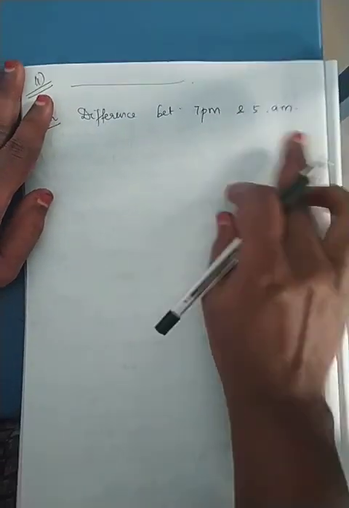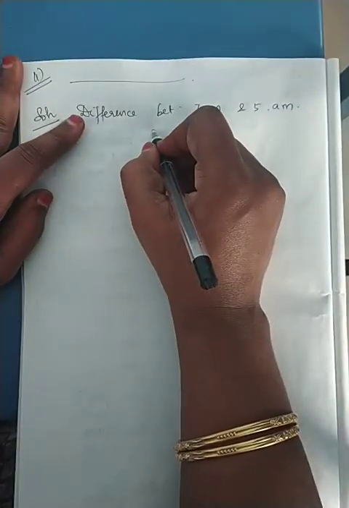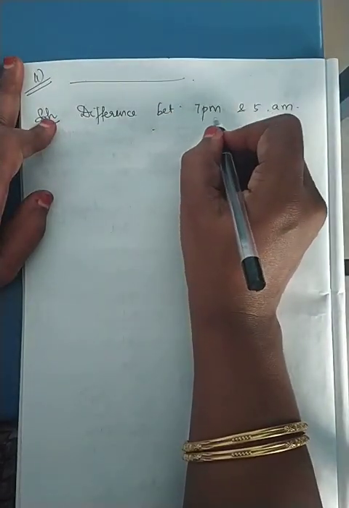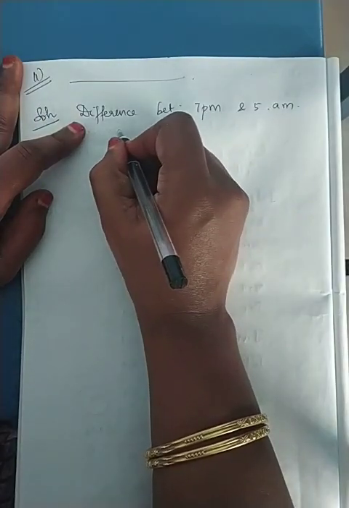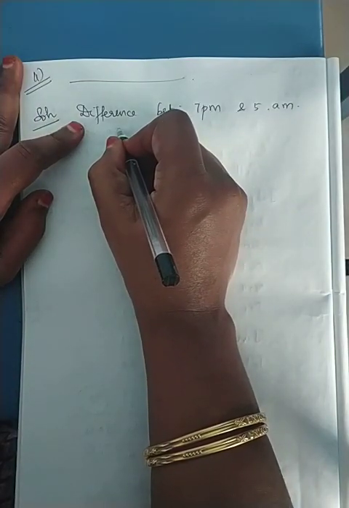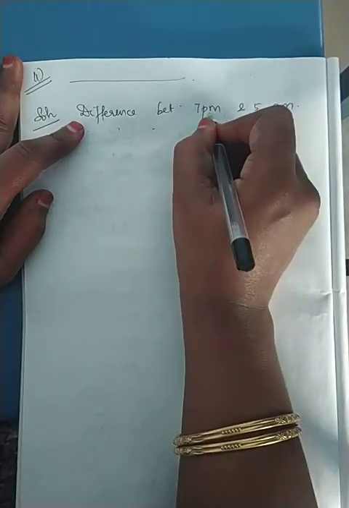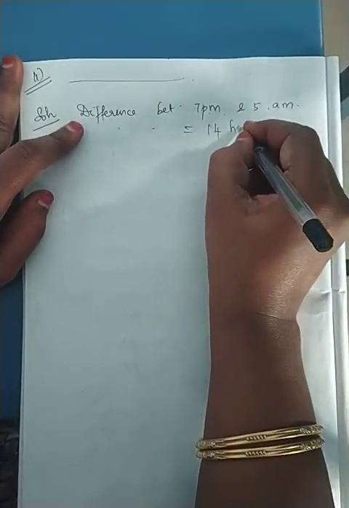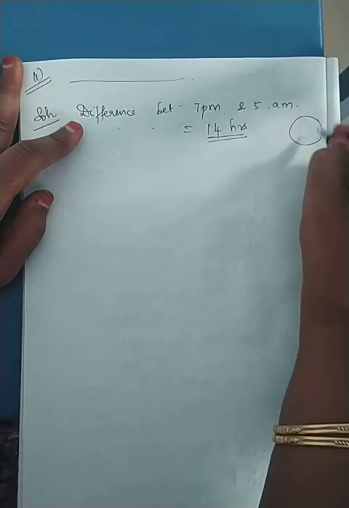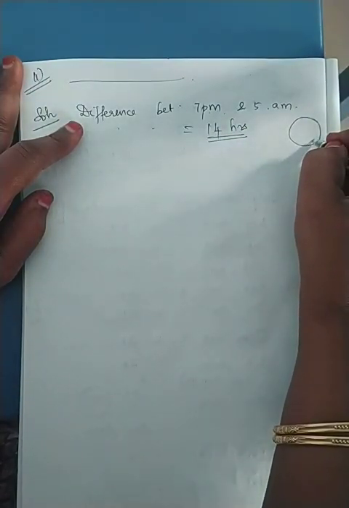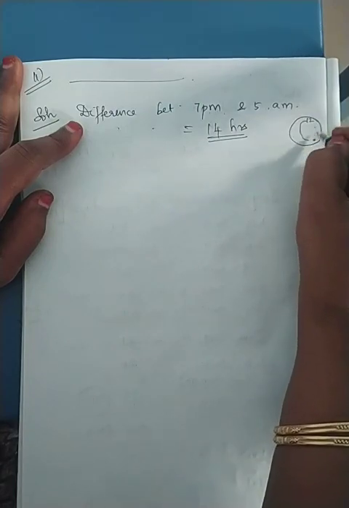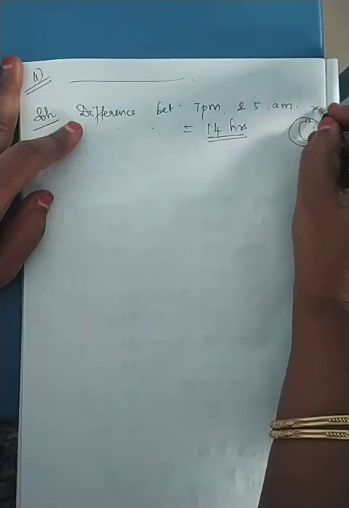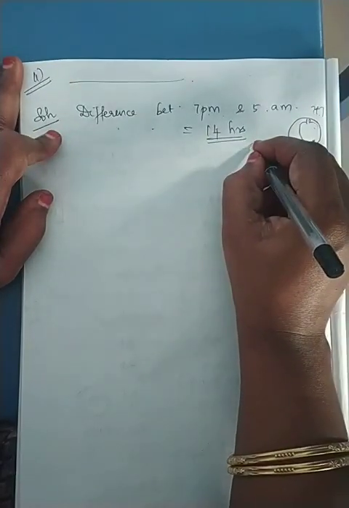Okay, so from 5 a.m. to 12 noon, how many hours will you have? From 5 till 12 noon you will have 7 hours. Then from 12 to 7 you will have another 7. So 7 plus 7, you will have 14 hours.